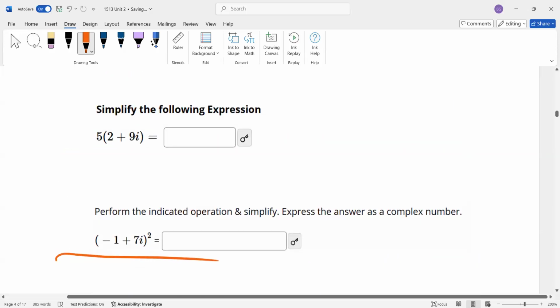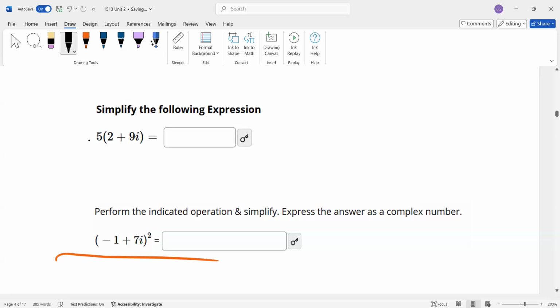And how do we process this one though? If we multiply a real number by a complex number, just use the distributive property, okay? 5 times 2 plus 5 times 9i. 5 times 2 is 10. 5 times 9 is 45i, and done, right?